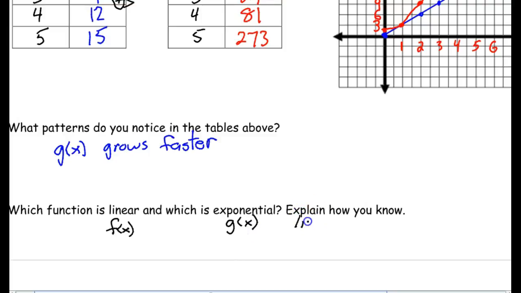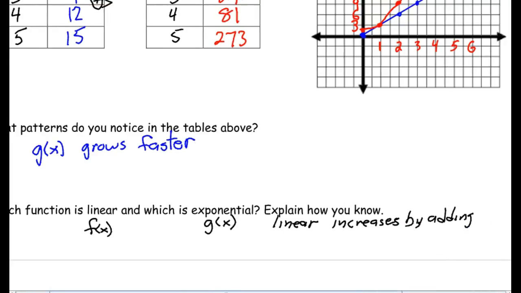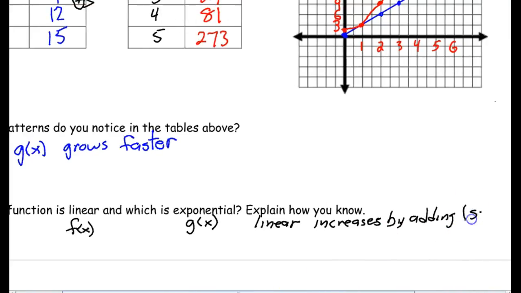Okay, so linear increases by a sum. By, I'll say adding. Or, in other words, saying that it's a sum. Whereas exponential increases by a factor or multiplying. By multiplying or a factor.